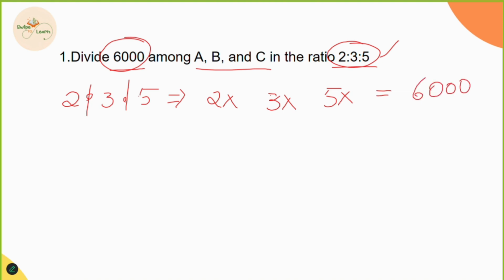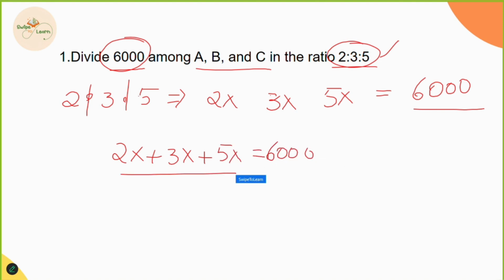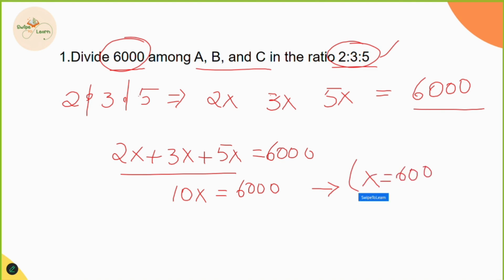So when all the ratios become equal to 6,000, it means we need to add them. 2x plus 3x plus 5x equals 6,000. So this is a sum of 10x. 10x equals 6,000, which means that x equals 600. Okay, we just now found x, but we need to find the share of A, B, and C. They've given that A is in the ratio of 2x.